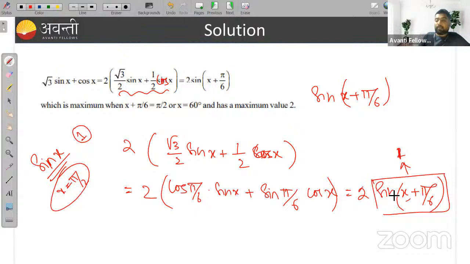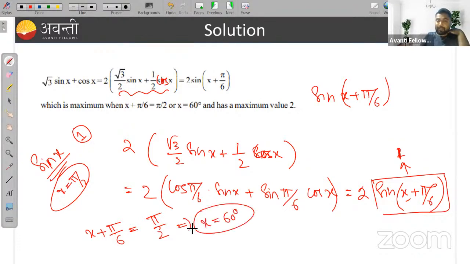Now when sin of x plus pi by 6 will be 1? When x plus pi by 6 becomes pi by 2. So what do we get for x? x becomes 60 degrees. So for x equal to 60 degrees, or we can say pi by 3.